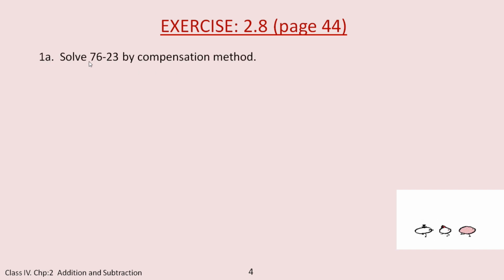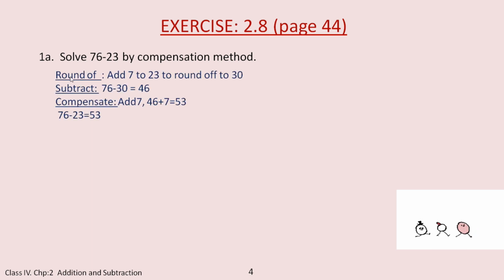It's 1A, solve 76 minus 23 by compensation method. Compensation method, you remember 3 steps. So first is rounding off, then is subtraction and then is compensation. See students, one thing I want to make clear that in compensation method, you can either compensate the first number or the second number. Here I will compensate the second number.